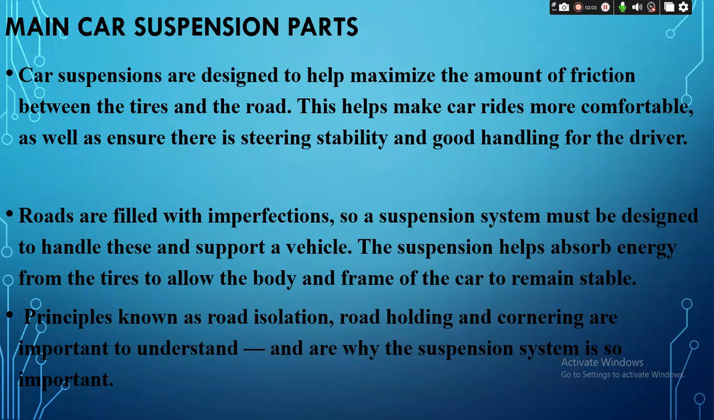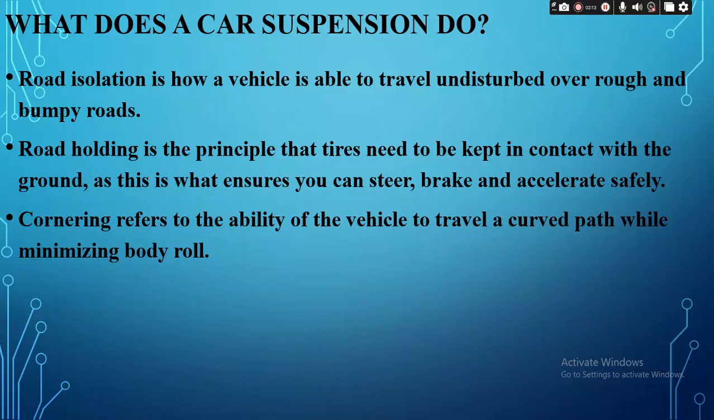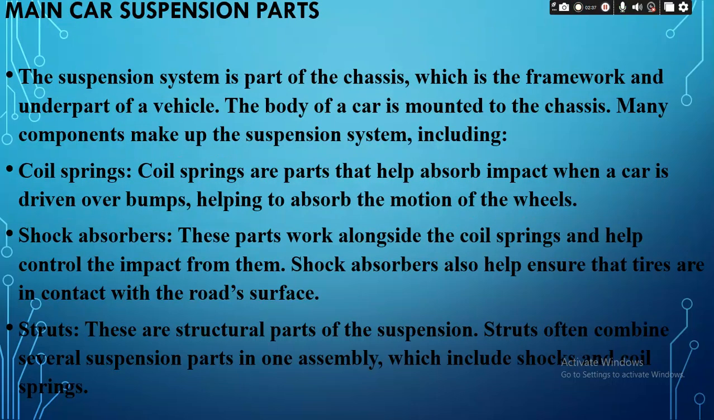Principles known as road isolation, road holding, and cornering are important to understand and are why the suspension system is so important. Road isolation is how a vehicle is able to travel undisturbed over rough and bumpy roads. Road holding is the principle that tires need to be kept in contact with the ground, as this is what ensures you can steer, brake, and accelerate safely. Cornering refers to the ability of the vehicle to travel a curved path while minimizing body roll.